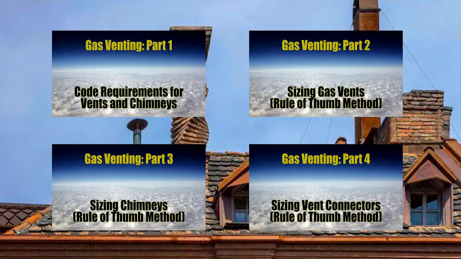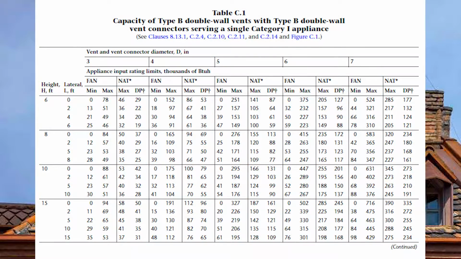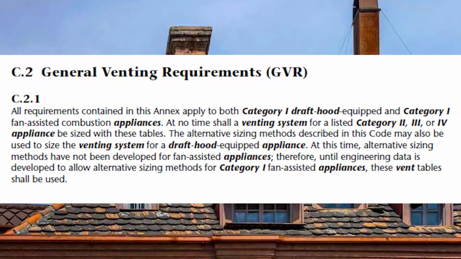Now, I've already done a four-part series on gas venting, but that was more so the basics and the rule of thumb method of sizing. Now we're going to move on from that. We're going to move into engineered tables that we find in the gas code, and also a bunch of GVRs. Those are general venting requirements.